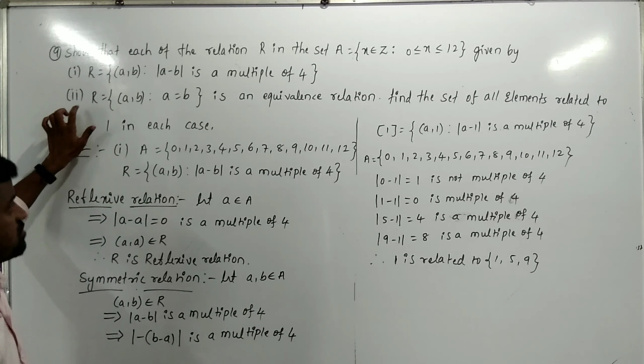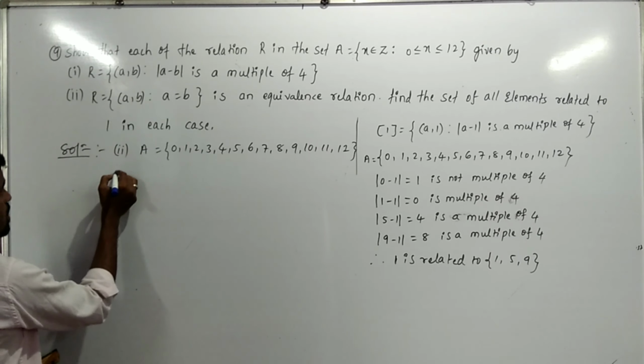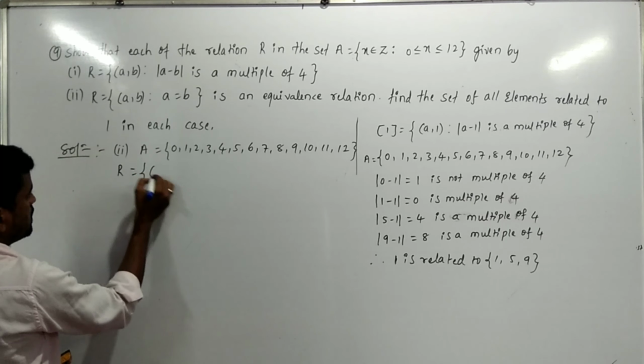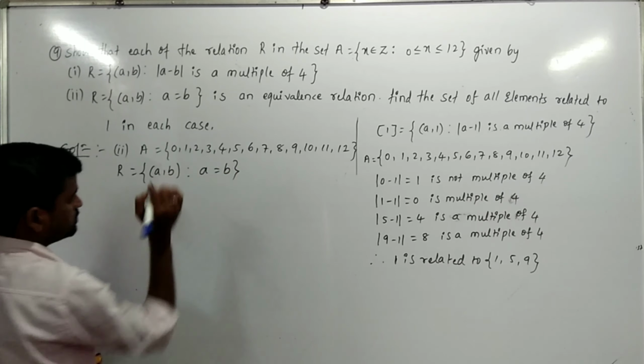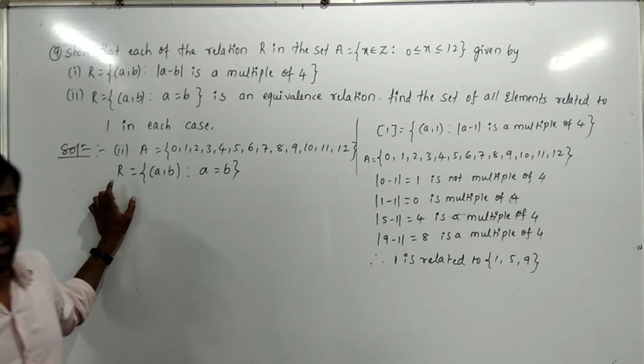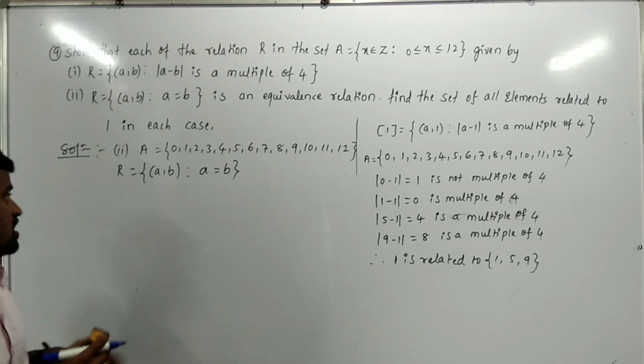Then comes the second question. The second question is R is equal to (A, B) such that A equal to B. Check whether this relation is an equivalence relation or not.